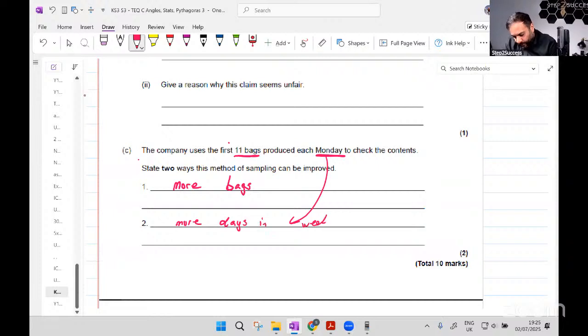Because if you just do it on one day, then maybe there might be a problem on a Monday morning where it's a bit slow to start. So you might not produce as many, but then it gets better later on. So it's not necessarily representative of it.